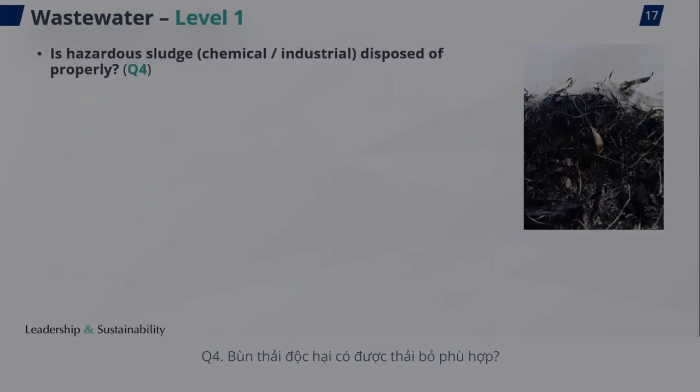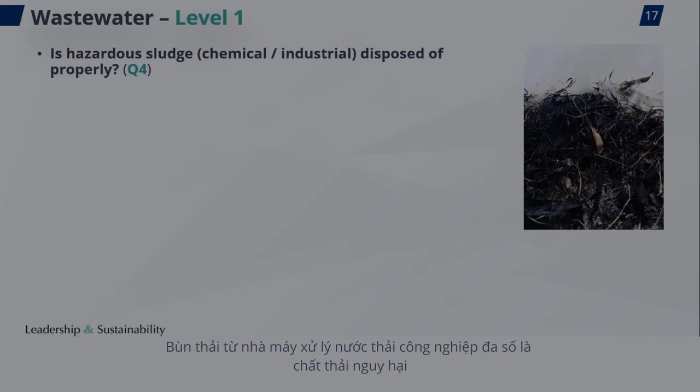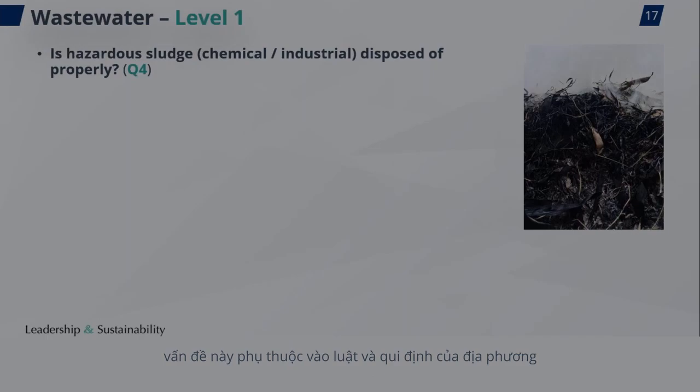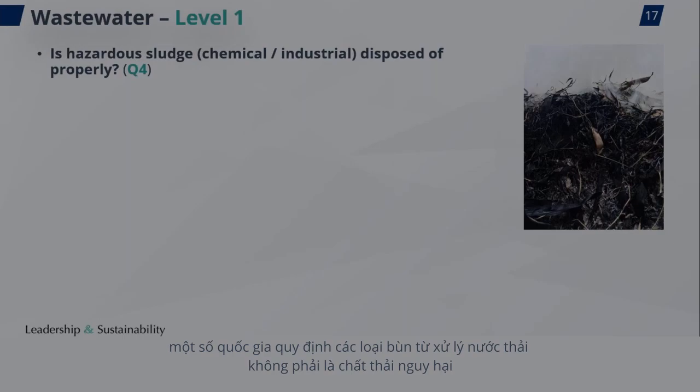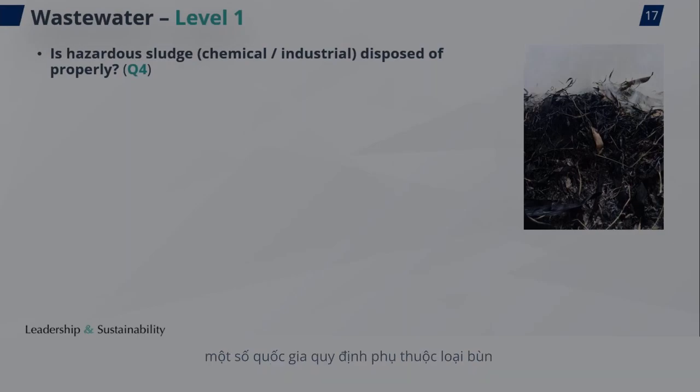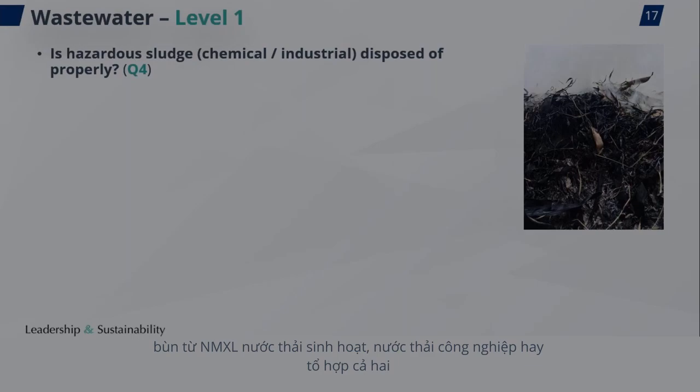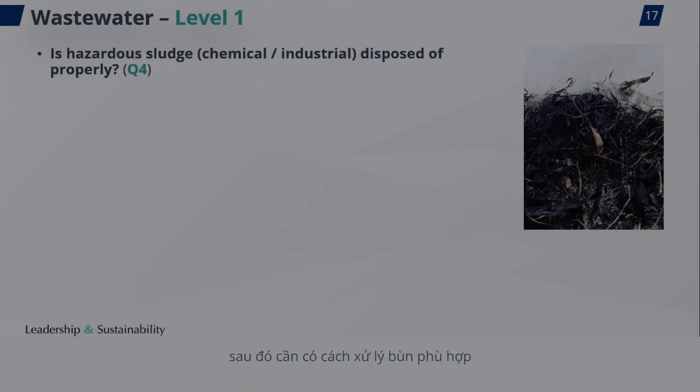And then the next question, is hazardous sludge disposed of properly? Depending on the quality of the wastewater you have, in most cases your sludge from the wastewater treatment plant will be hazardous, especially if you are treating industrial wastewater. If you are treating only domestic wastewater, it may be that your sludge is not hazardous, and this also may depend on your local legislation. So in some countries, all sludges are deemed to be non-hazardous, and in many countries you have different types of sludges according to legislation, depending on if you have a domestic wastewater treatment plant or an industrial or a combined one. And then you need to have a proper hazardous waste treatment.